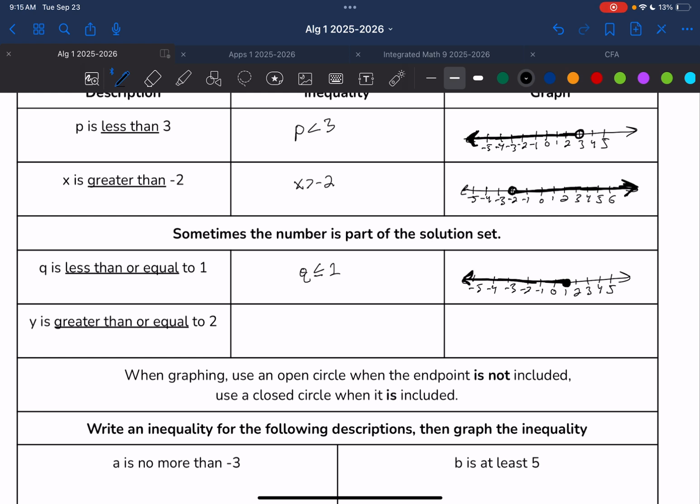I want you to pause the video and take a minute to think to yourself, why do you think I've closed that circle? What does it mean to have a closed circle there? Pause the video, think to yourself, why does that make sense?